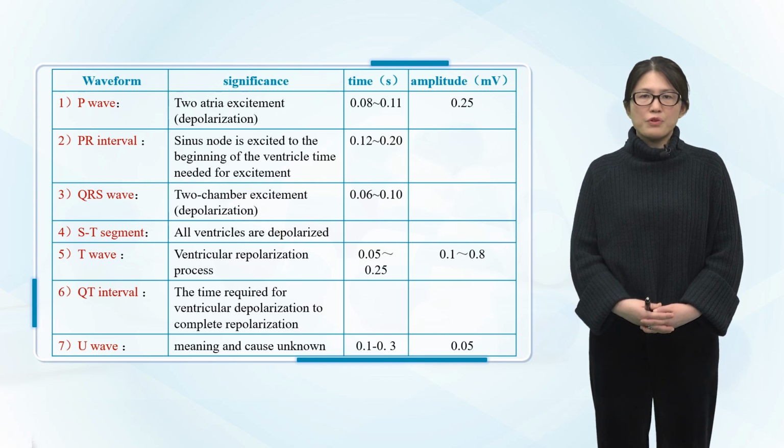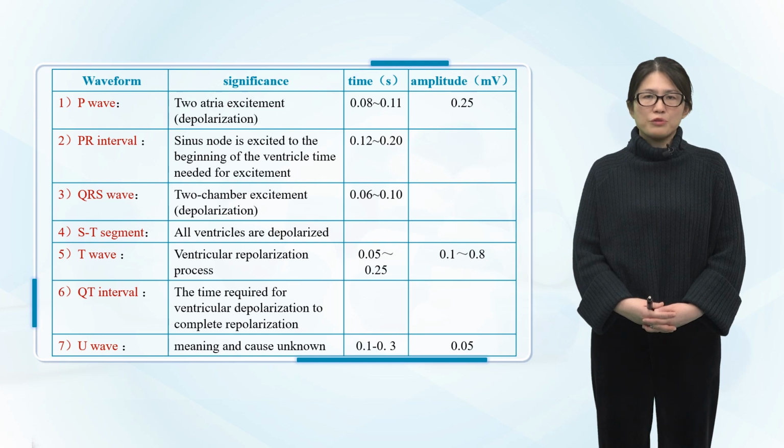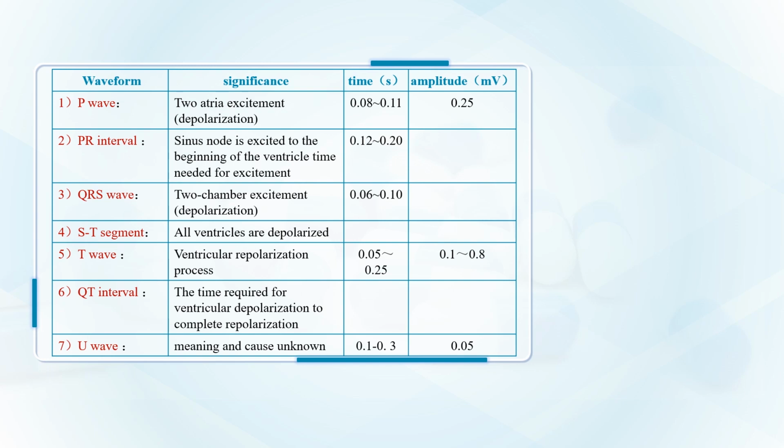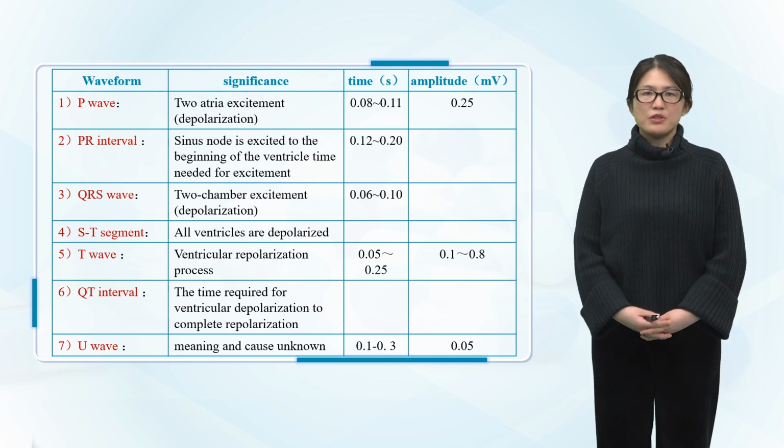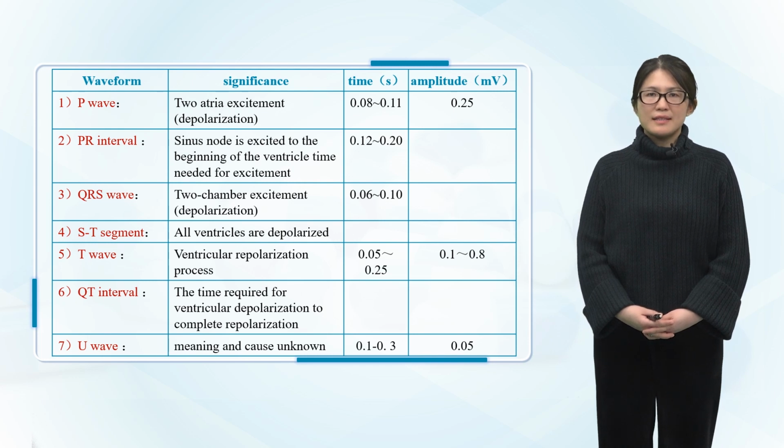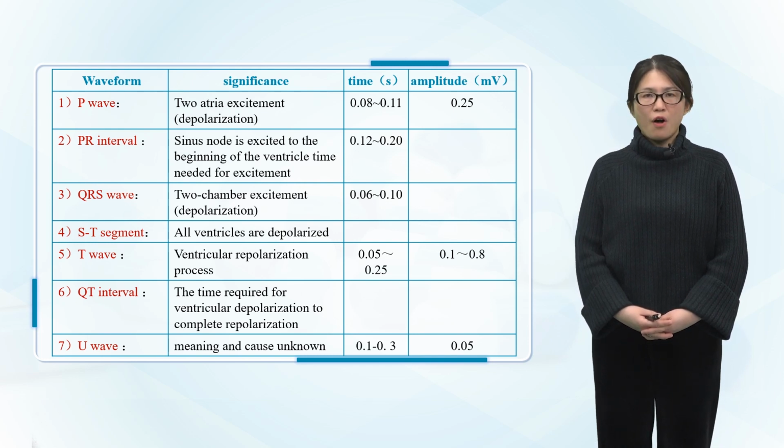The QT interval refers to the time from the beginning of the QRS wave to the end of the T wave, representing the time from the beginning of the depolarization of the ventricle to the complete repolarization. The ST segment refers to the line segment from the end of the QRS complex to the start of the T wave, which represents the depolarization of each part of the ventricle.